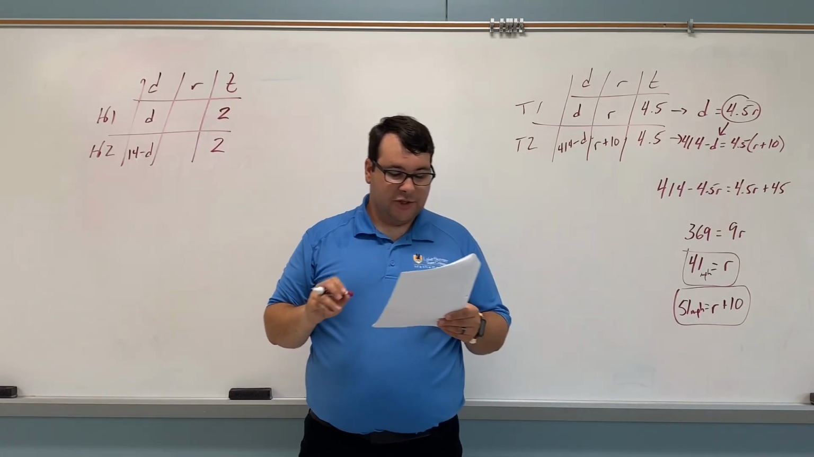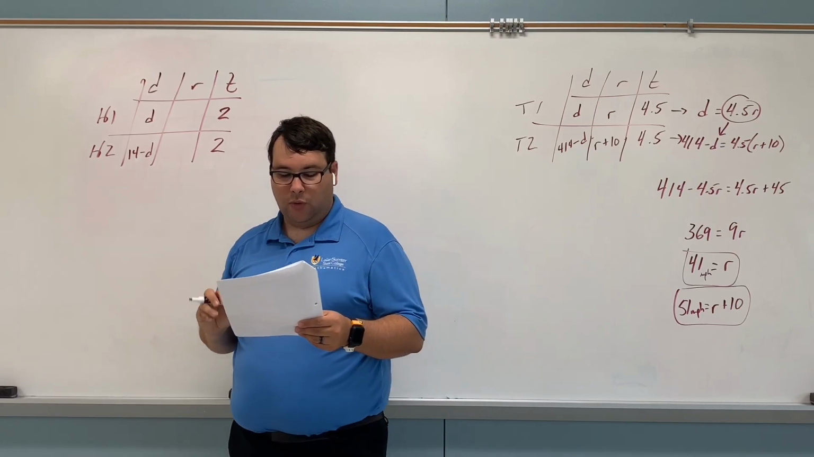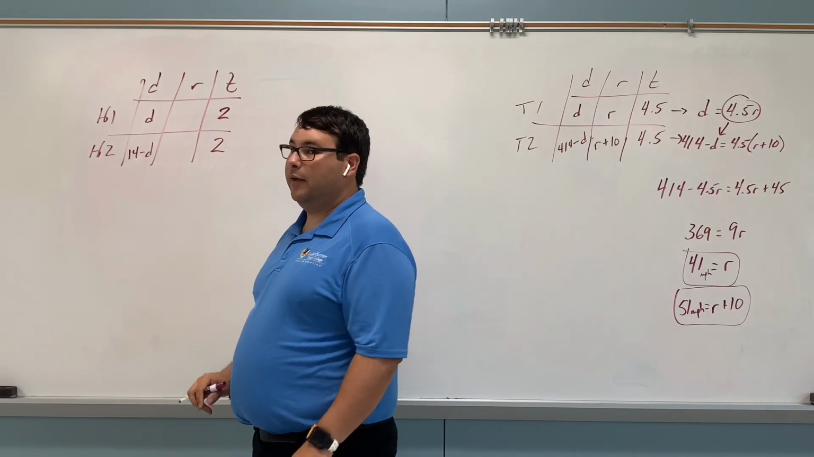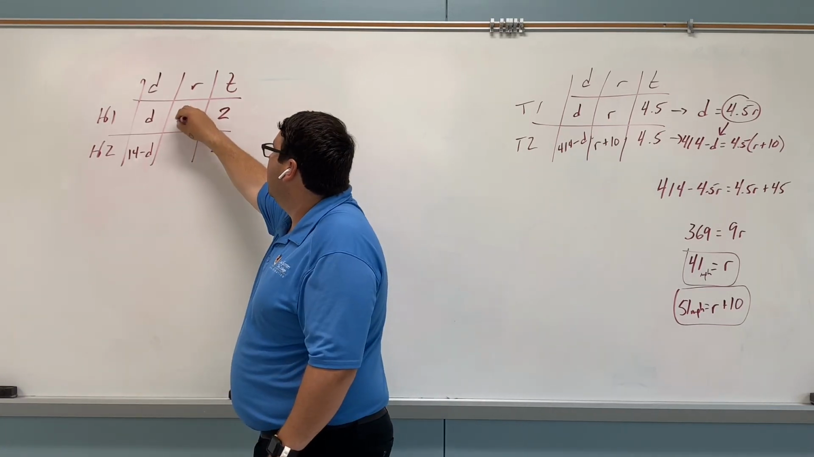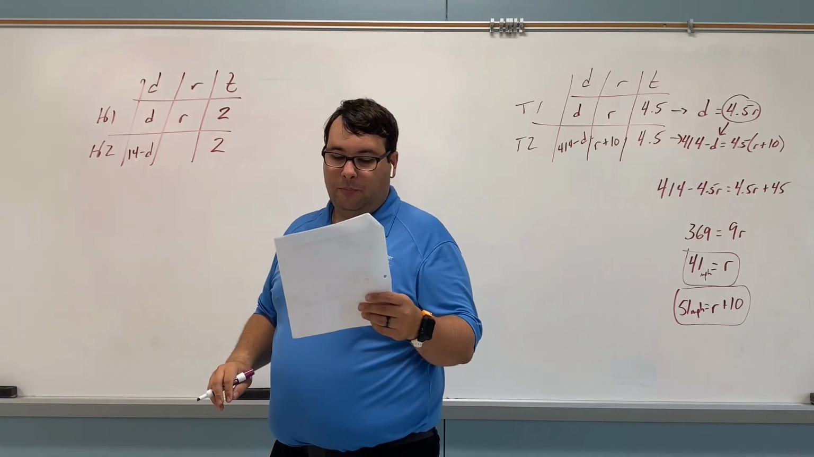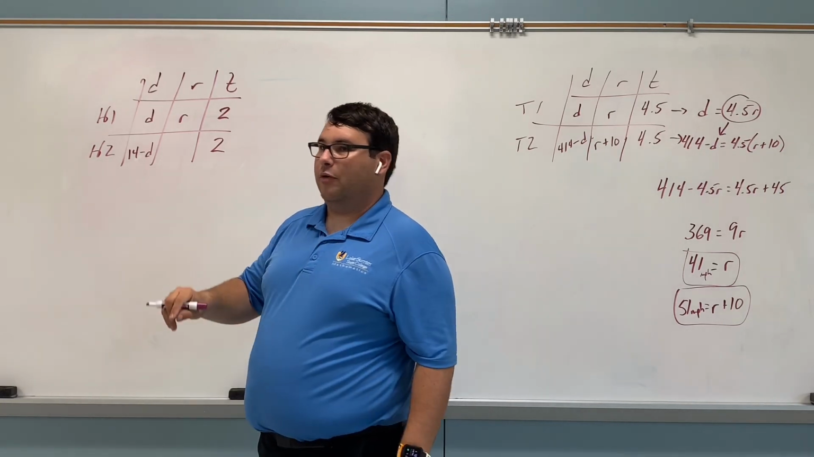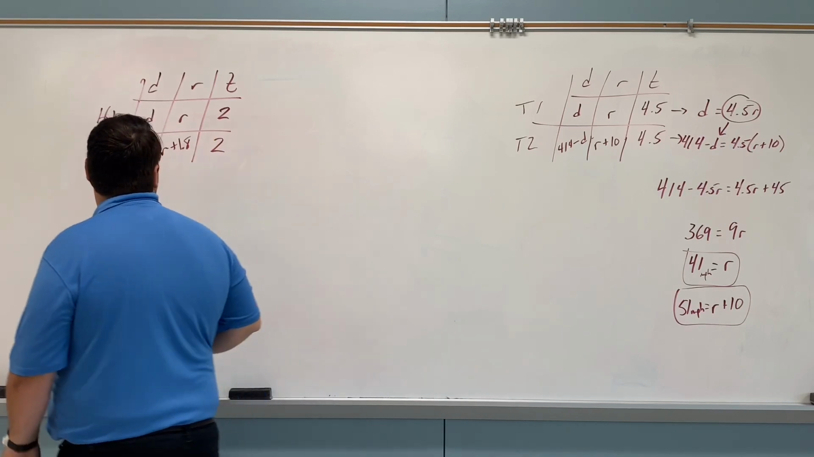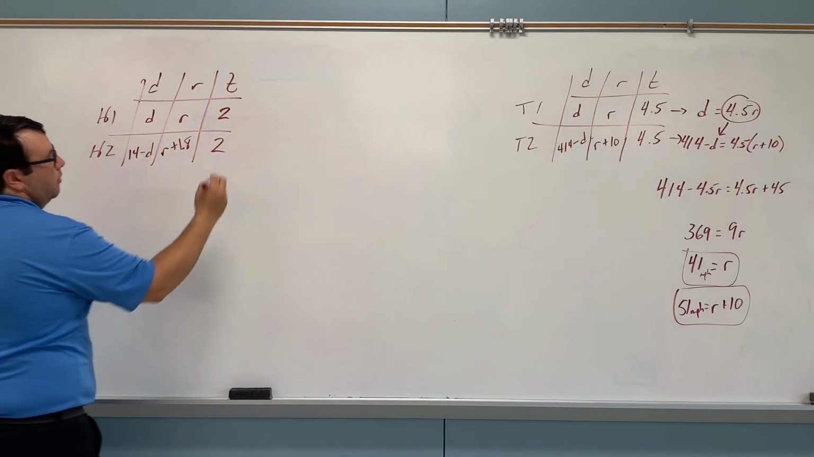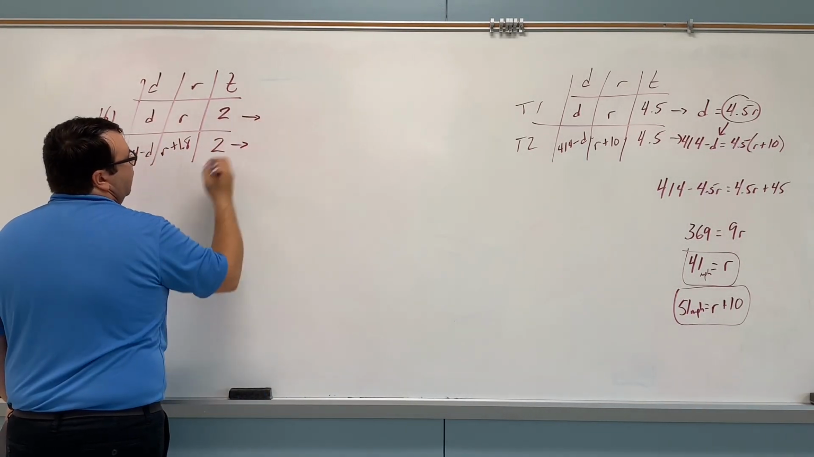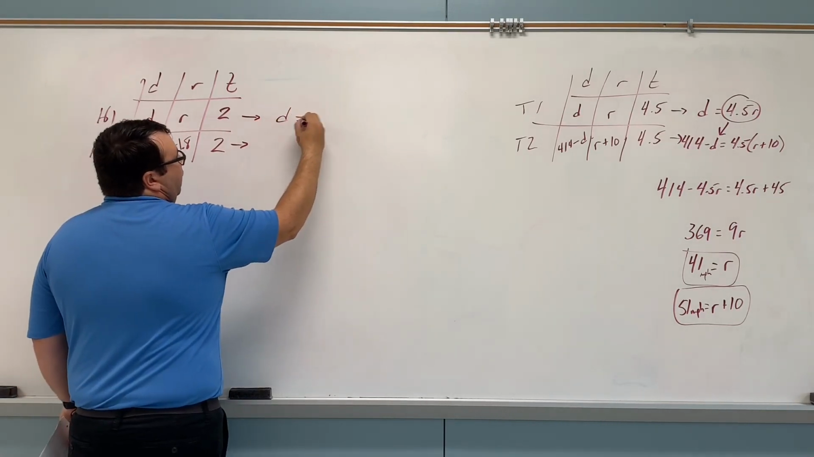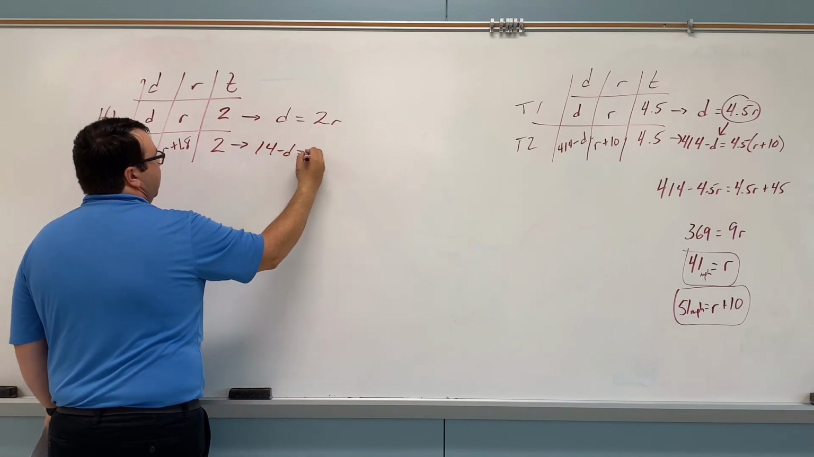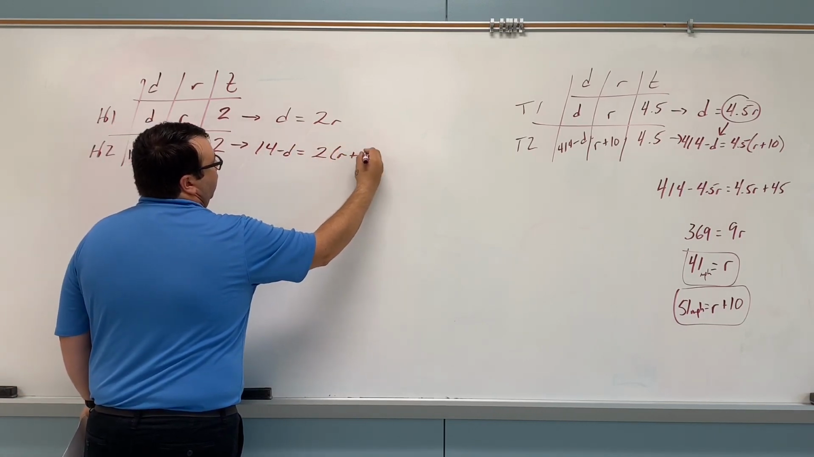Find the rate of each hiker if one hiker walks 1.8 miles per hour faster than the other. How fast was the first guy? I don't know, R. How fast was the second guy? 1.8 miles per hour faster. So that's R plus 1.8. Great. Let's get some equations. I have distance is equal to 2R here. I have 14 minus D is equal to 2 times R plus 1.8.